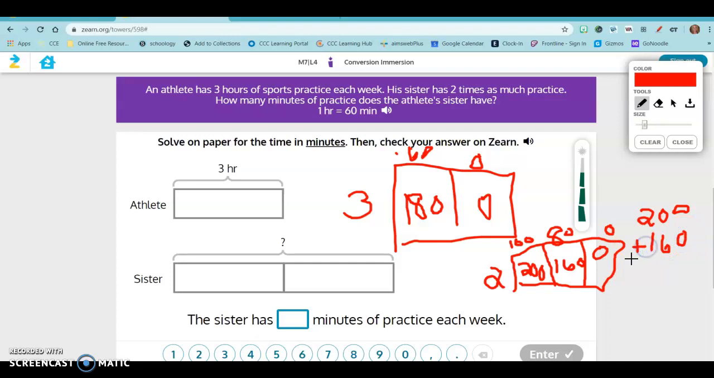Alright, we don't have to do the 0 because we know it's 0. We have 6, and then 2 plus 1 is 3. So the sister has 360 minutes of practice each week.